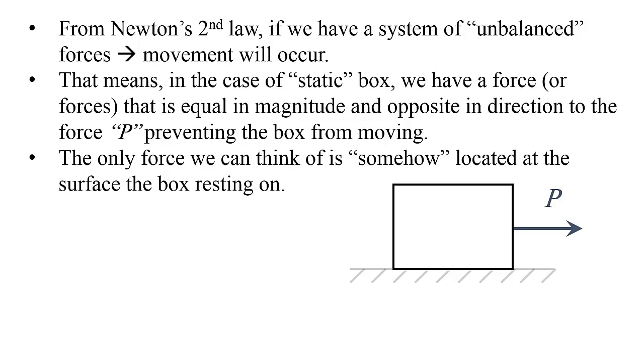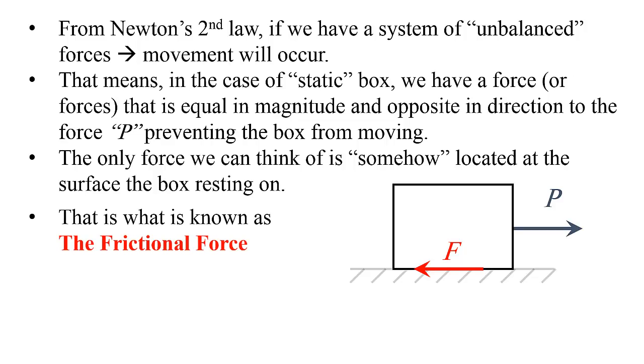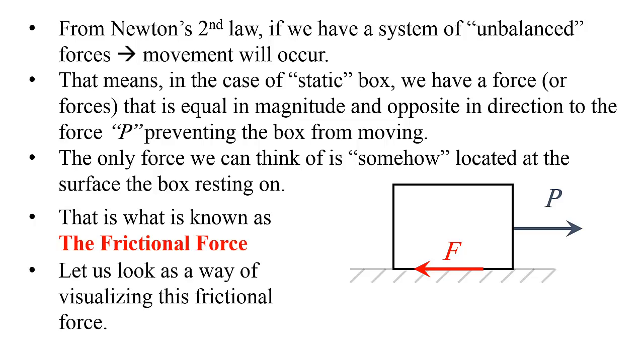The only force we can think of is somehow located at the surface the box is resting on, meaning the ground. Okay, let's just assume it's in this position. The direction we know it's going to be opposite to P because it's resisting P, right? This is what is known as the frictional force. It's the frictional force by the surface. Now, we need to visualize this F. We cannot take it for granted. So let's go ahead and try to visualize it.